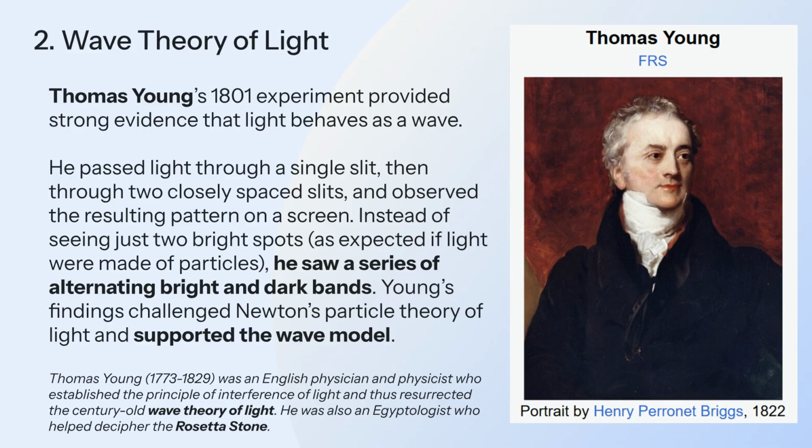He passed a beam of light through a single slit, then through two closely spaced parallel slits, and watched the pattern on a screen. If light were made of particles, you would expect to see two bright lines corresponding to the slits. Instead, Young observed a complex pattern of alternating bright and dark bands. He realized that this behavior could only be explained if light acts as a wave that spreads out. By proving this wave behavior, Young single-handedly resurrected Huygens' wave theory of light.